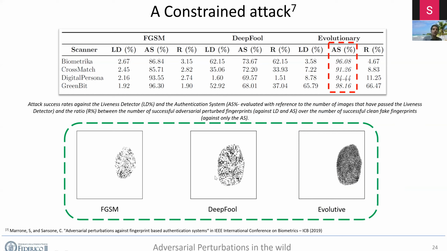So while the first two are known as white box attacks because they need to actually get access to the target CNN, the last one is gray box because it does not really need access to the network, but it just needs to be able to query the target system a fixed number of times to get enough information to perform the attack. And as you can see from the reported numbers, this attack, the evolutive one, is very, very effective both against the liveness detection and against the authentication system. So it means that we're able to bypass the liveness detector without destroying the user details.